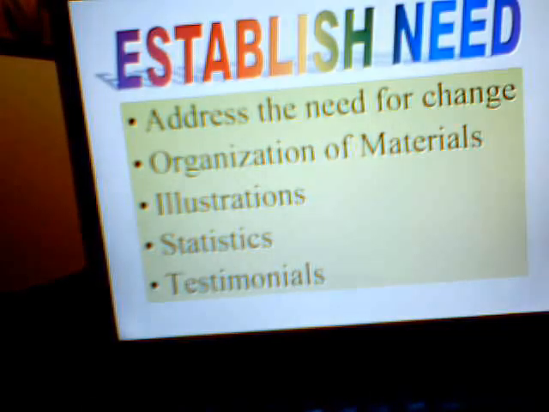Establish the need. Point out to the audience that something is wrong and that a need exists, a need to be informed on organization of materials. Show the importance of organization in relation to career success. Use illustrations, statistics, or even testimonials.